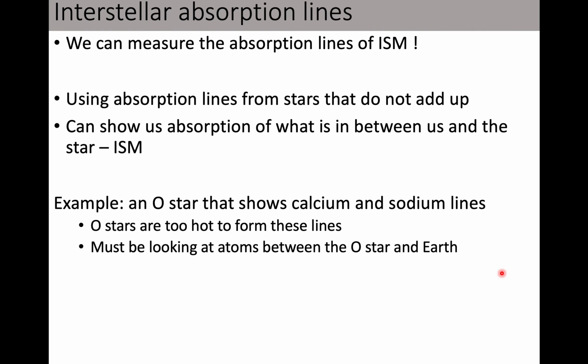So whenever we have an instance like this where we know something doesn't add up, something isn't right with the absorption lines of the star that we're observing, we recognize that we are actually observing ISM in between ourselves and that star.